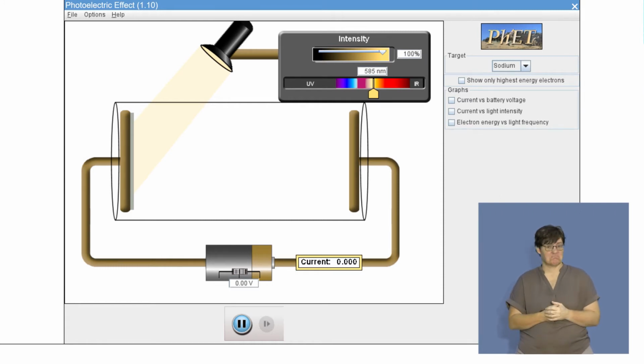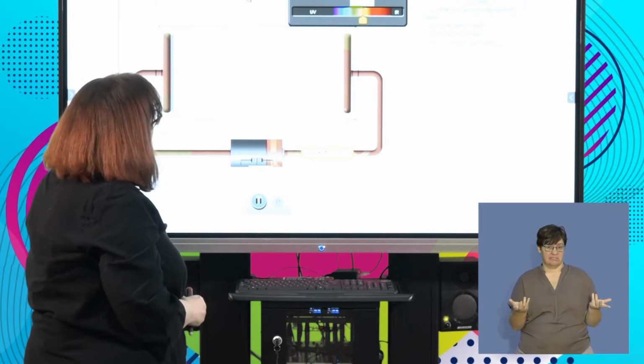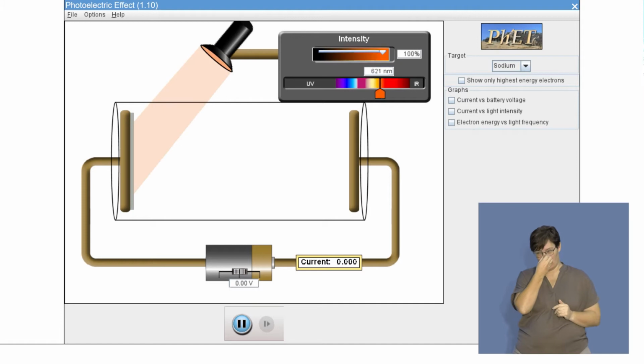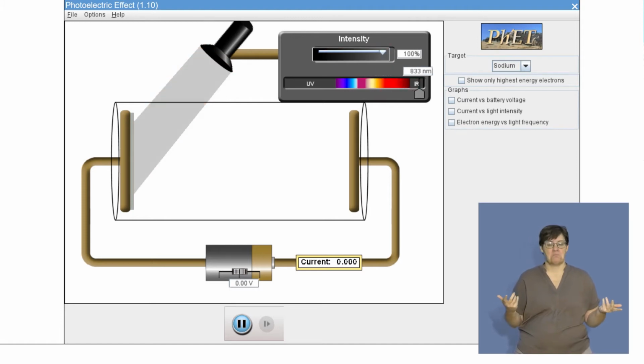No, nothing's happening. Maybe I should make the wavelength longer. No. Now I'm in the infrared. Nothing's happening. So it's actually not about the brightness of the light. It's about the wavelength, the frequency.